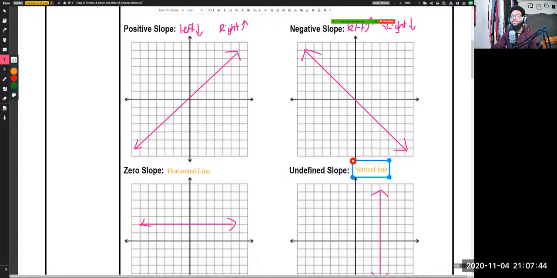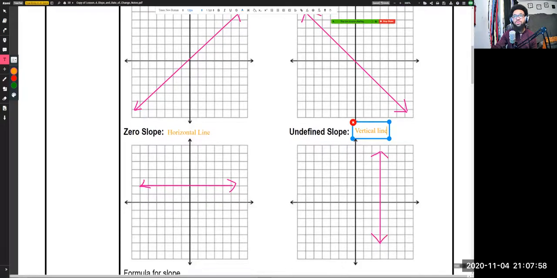So we've got four different kinds of slope here. We have a positive slope, which goes up from left to right. We have a negative slope, which goes down from left to right. We have a 0 slope, which is just a straight flat line. And then we have an undefined slope, which is a straight line up and down.